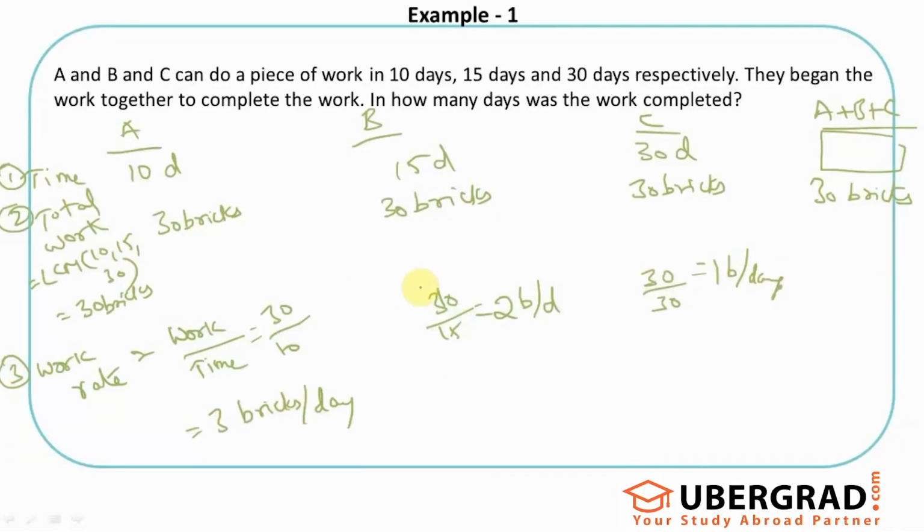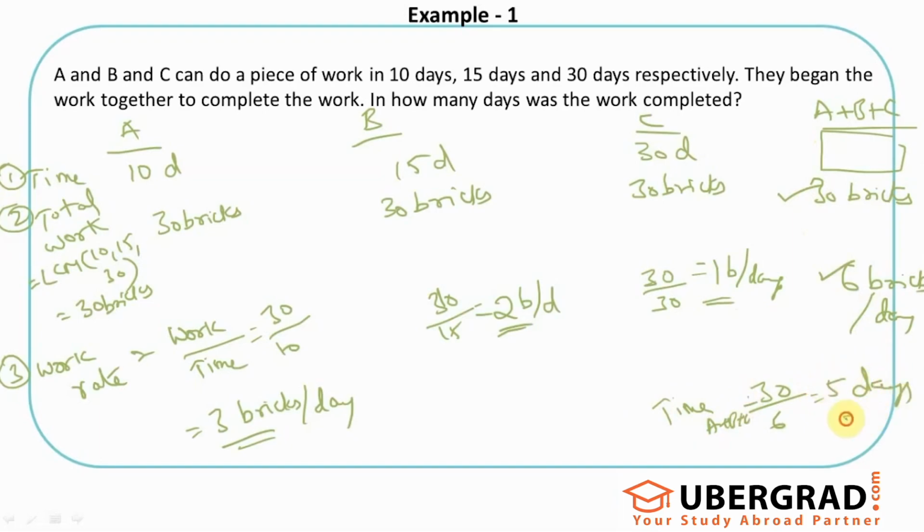When all 3 of them are working together, A, B and C, in that time frame, that is one day, A will be putting 3 bricks, B will be putting 2 bricks and C will be putting 1 brick. So together they will be putting 6 bricks per day. That is the work rate of A, B and C together. Now I know the work rate of ABC, and I know the total work of ABC is 30 bricks. So what is the time taken? 30 by 6. That is basically 5 days.